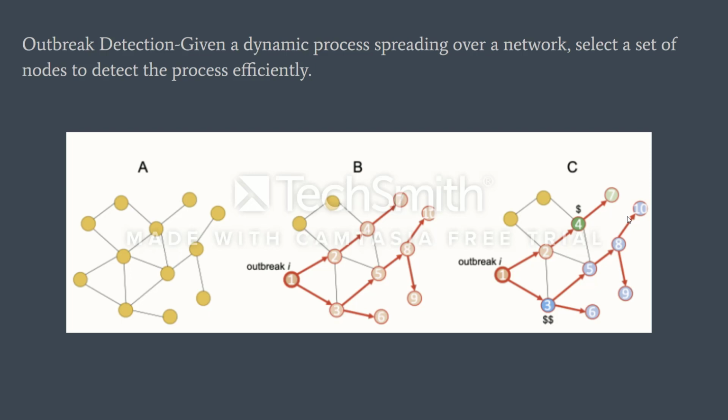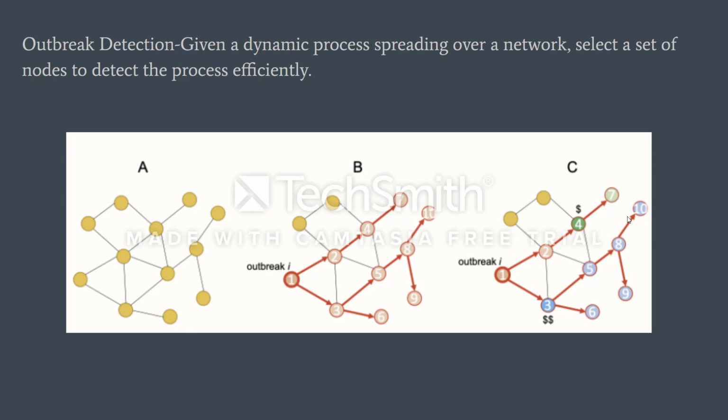Outbreak detection is defined as: given a dynamic process spreading over a network, select a set of nodes to detect the process efficiently. This topic is really important in a variety of scenarios. The easiest one for us in 2020 to visualize is the COVID-19 pandemic, and contact tracing is essentially just outbreak detection. I'll use this image to explain the problem statement for outbreak detection.